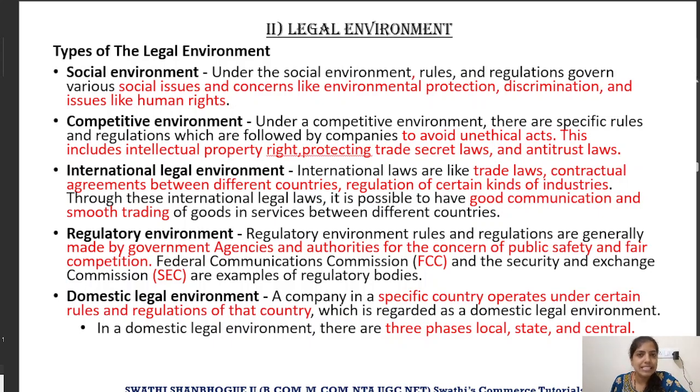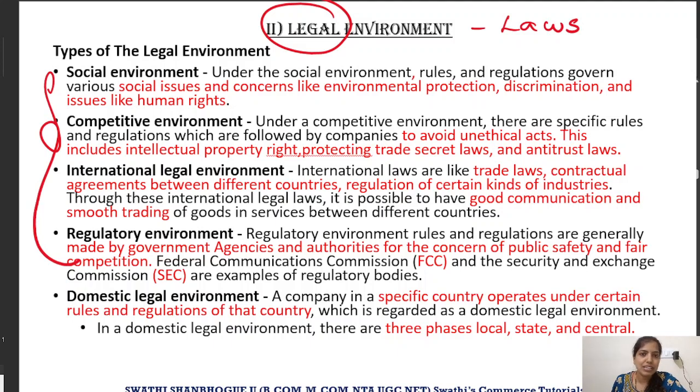Then we moved on to the legal environment, where the word legal talked about laws, rules, and regulations. These were the different major types of your legal environment, talking about various issues: social environment spoke about social issues, competitive environment spoke about competitive threats, where specific rules and regulations were needed to be followed by these companies in order to avoid unethical trade practices. Then international legal environment, regulatory environment, as well as domestic legal environment we have seen under this legal environment.